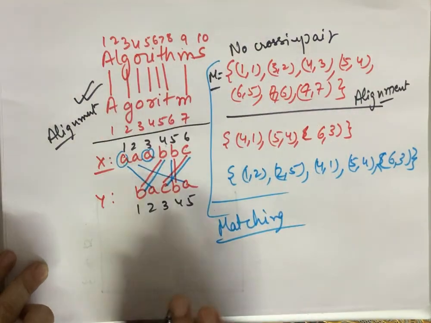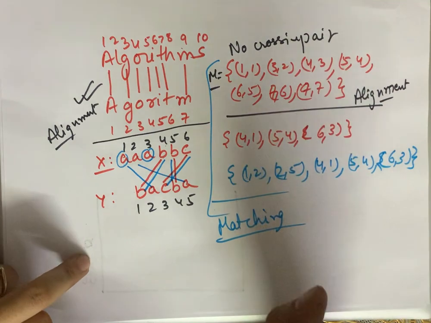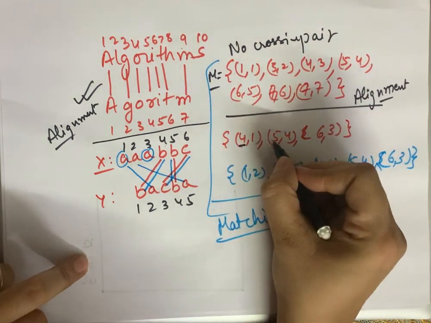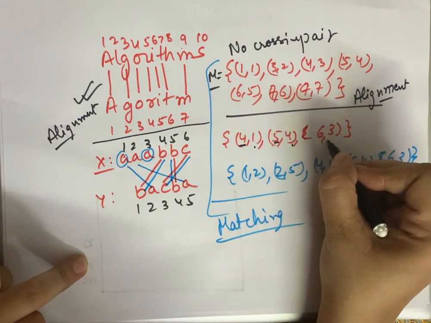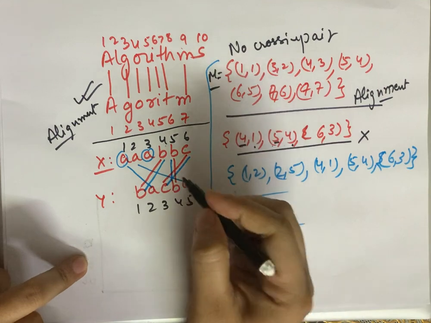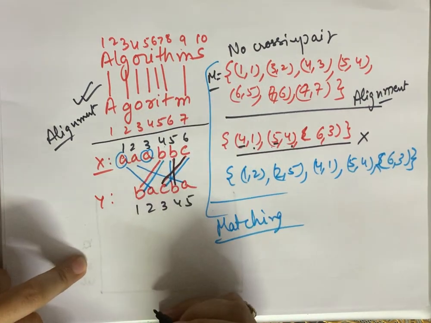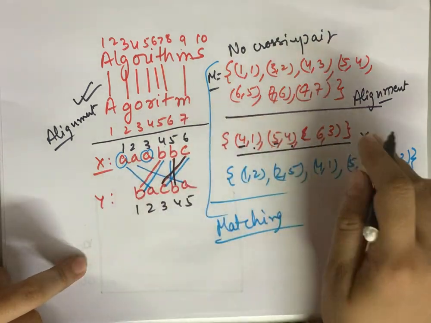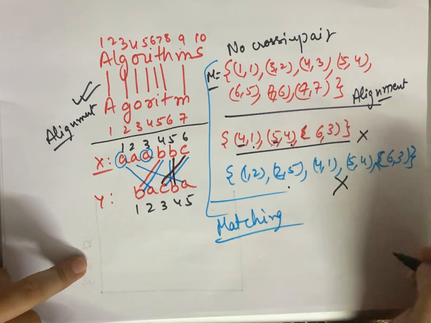There are no crossings. Whereas in the second example, in the first matching, 4 less than 5, 1 less than 4, 5 less than 6, 4 less than 3. No, it is not true. Then it is also not an alignment. Why? Because B and C have crossed. This is the cross. So this has a crossing pair. It is not an alignment. This one has multiple crossings. It is also not an alignment.